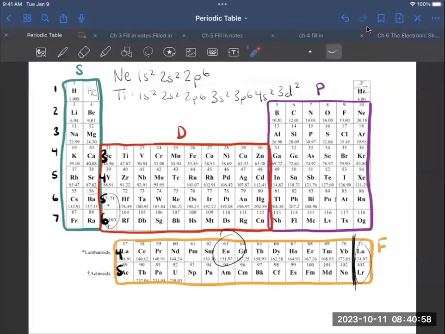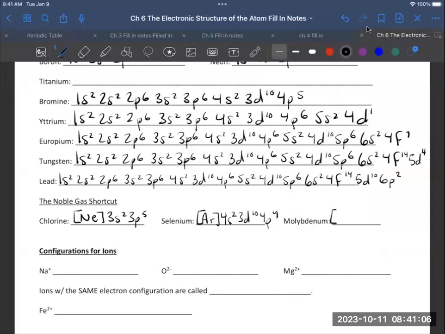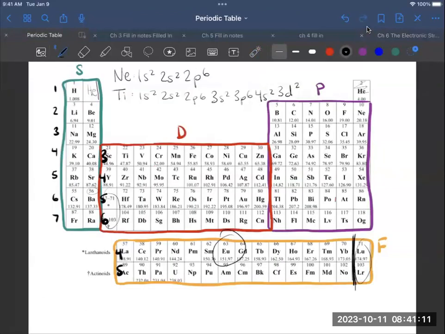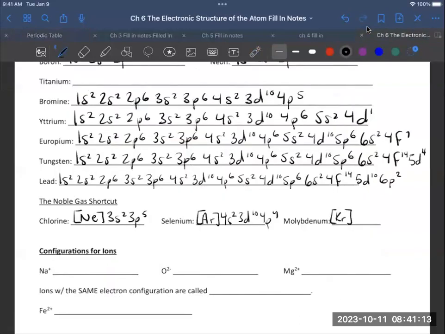Molybdenum is located right here. If you did that correctly, you should have had krypton in brackets, and after that, you would have 5s2, 4d4. Okay, so there you have it. That is electron configurations.